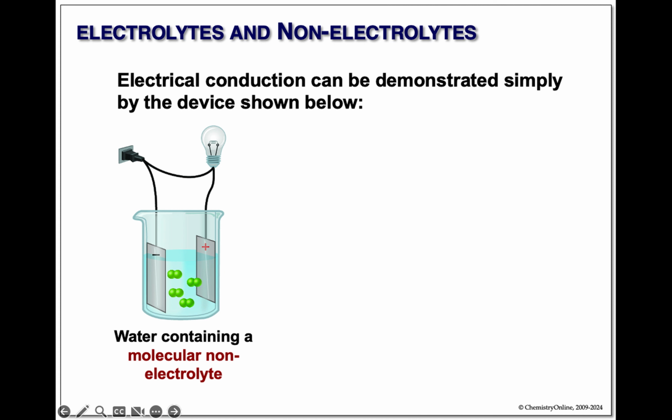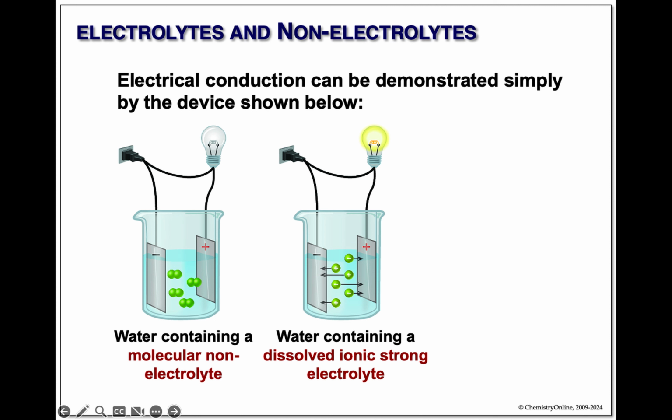This represents a non-electrolyte. No ions, nothing is happening, does not conduct electricity. If you have an electrolyte, the ions are very mobile in solution. They facilitate the current going from the anode to the cathode. When this does, it completes the circuit, and your light bulb would glow.